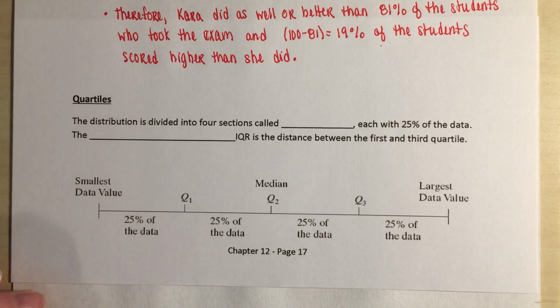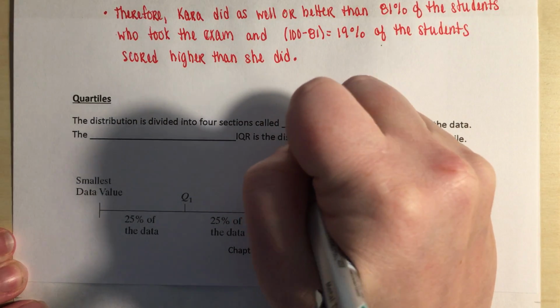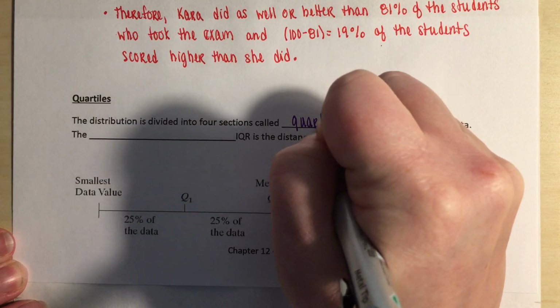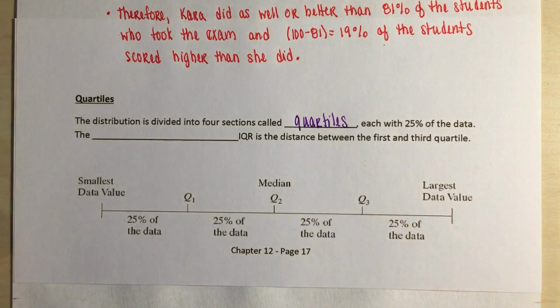The other measure of position that we're going to talk about is quartiles. So the distribution is divided into 4 sections called quartiles, each with 25% of the data.